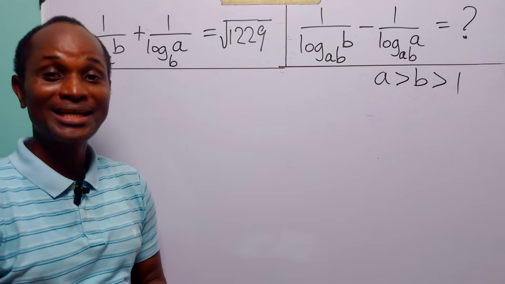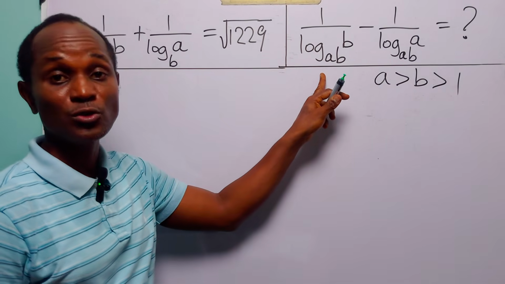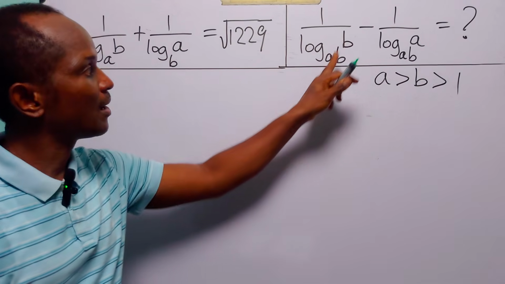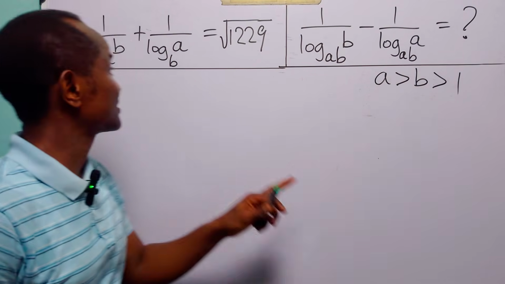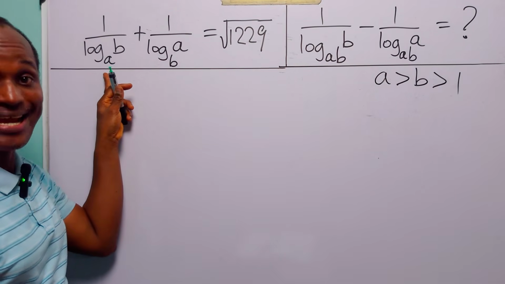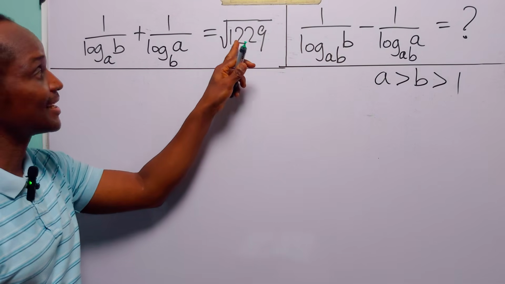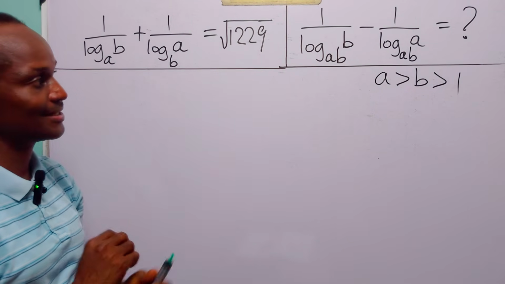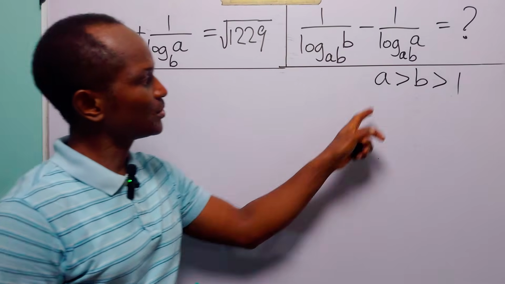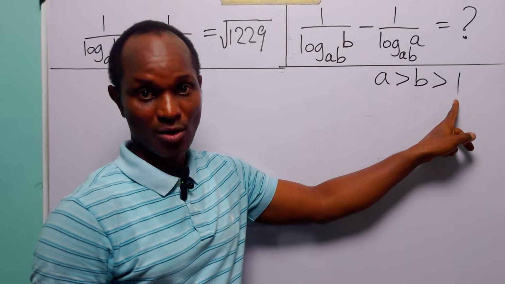Hello and welcome. In this math tutorial, our task is to find the value of 1 over log to base AB of B minus 1 over log to base AB of A, given that 1 over log to base A of B plus 1 over log to base B of A is equal to root 1229. Now, we were told that A is greater than B, which is greater than 1.